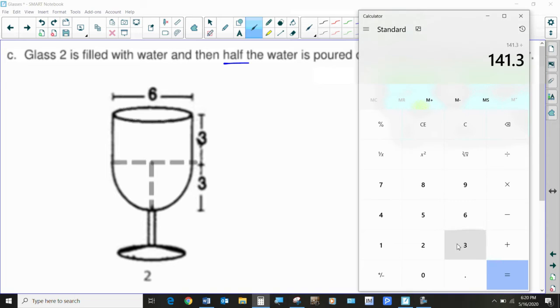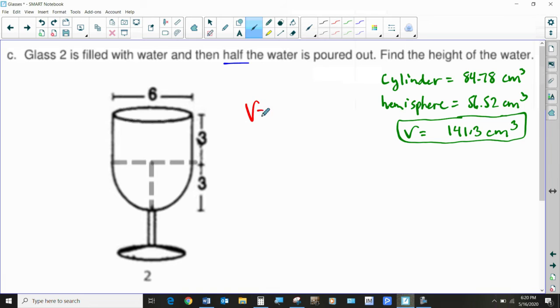141.3, half of that is 70.65. So our volume is going to be 70.65 cubic centimeters after the half has been poured off. And we know that the hemisphere part holds 56.52 cubic centimeters. So how much extra is in here?